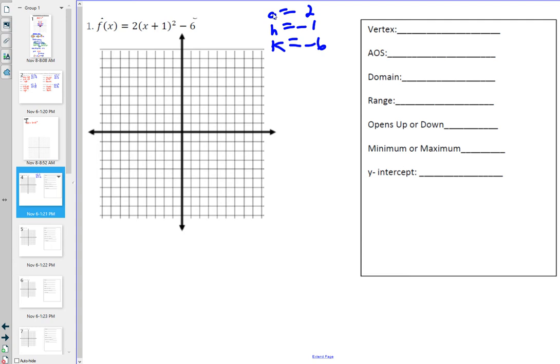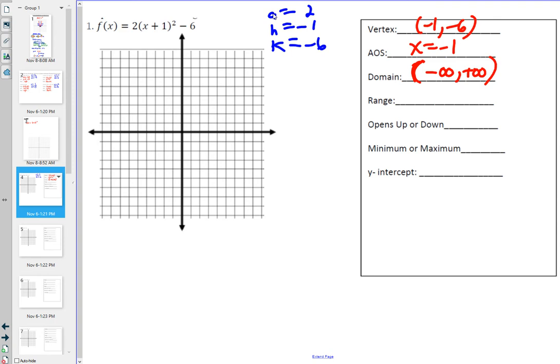Do we know where the vertex is? Where is it going to be at? Okay, -1, -6. Nice. Do we know the axis of symmetry? X equals -1. Sweet. Do we know the domain? Yes, we do. What is it? All real numbers. Negative infinity, positive infinity. We know the domain.